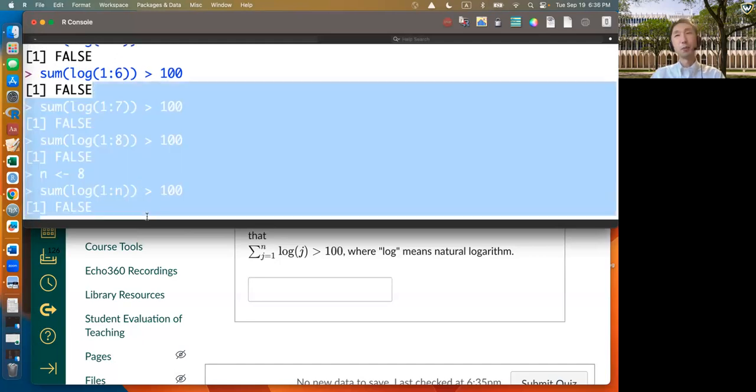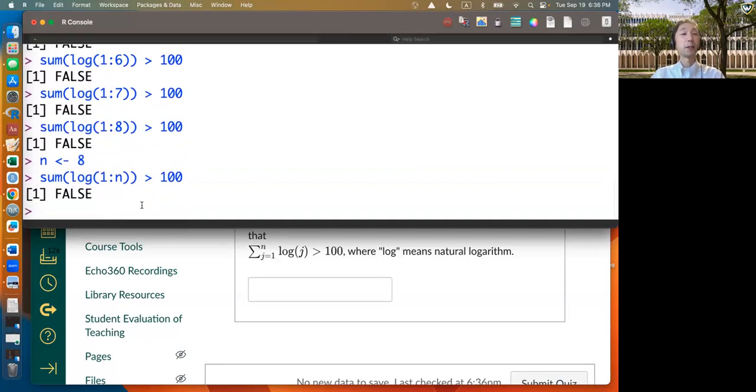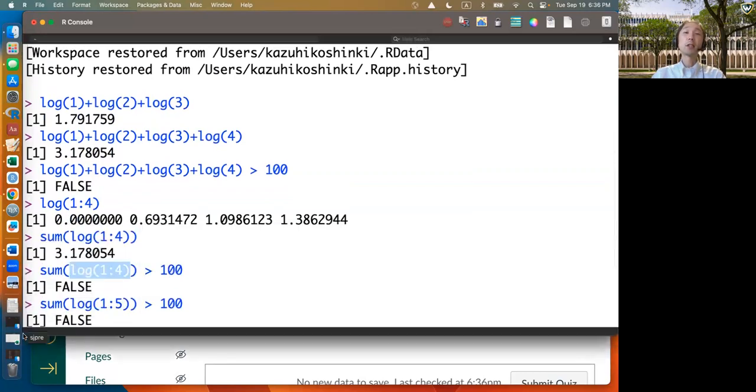And probably this is not the most efficient code, because every time we create a new sequence of 1 to n. So if you know this one, we just have to add the log of 5. Maybe you can modify this code to be more efficient. But this is basically what we should do when we do coding. Just check step by step. At first, see if this works or not.